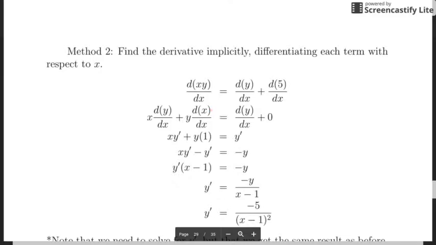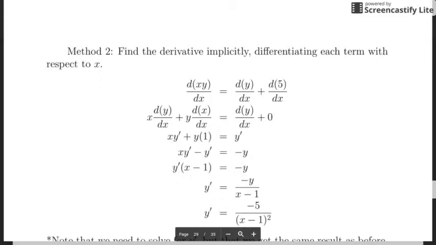Now take a look at this. This is where this becomes really clear. dx by dx is really just going to become 1. dy by dx, I don't know what that is, and so the symbol that I've been using to represent that is y prime. So on the left-hand side, that quickly becomes x y prime plus y times 1.